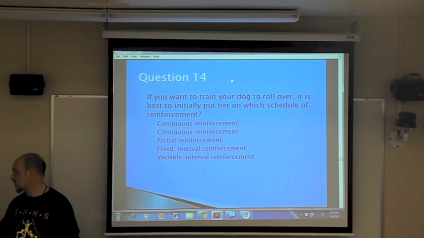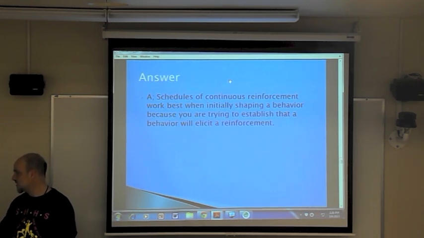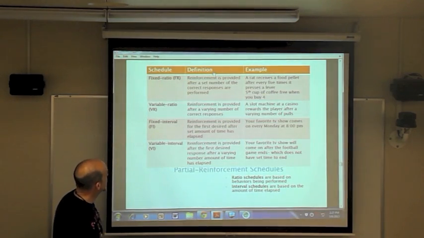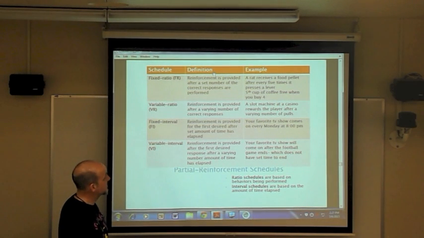Now, if you want to train your dog to roll over, it's best to initially put her on which type of schedule? And again, good. Continuous reinforcement. You're teaching something new. Now, the schedules of reinforcement, or partial reinforcement. Again, remember partial is once in a while. Fixed ratio is reinforcement provided after a set number of correct responses. Ratio means number. Fixed means set.